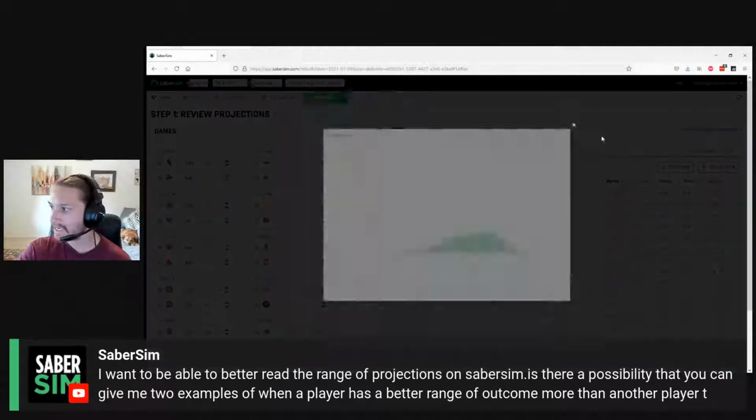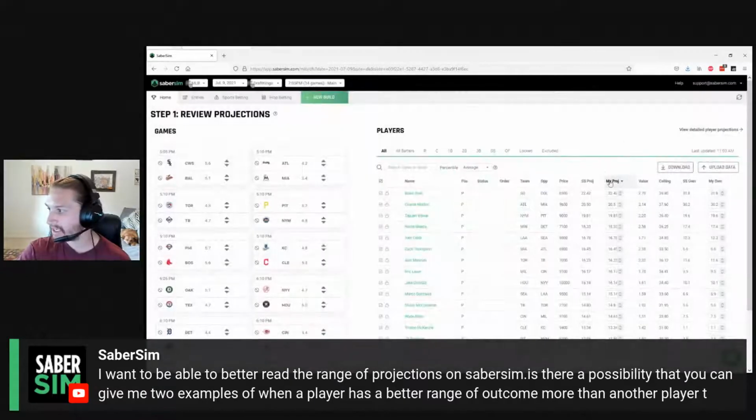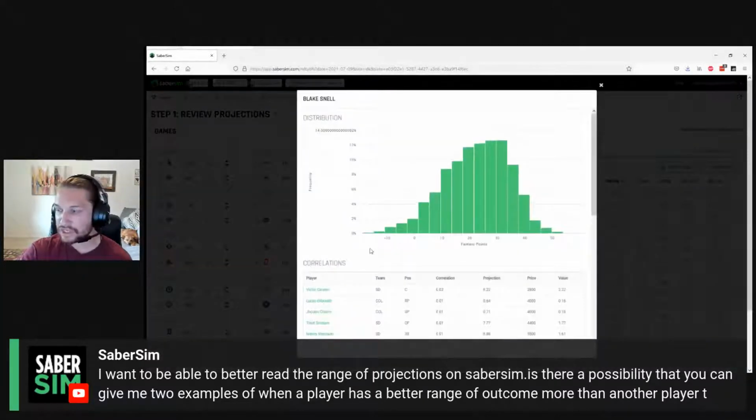So if we look at someone like Blake Snell, who is our highest projected pitcher on this slate tonight, he's got a mean projection of 22.42, right? Again, that is the mathematical average of all of his game simulations that we have. And you can see that pitchers in baseball are fairly normally distributed, right? This is resembling a bell curve. A normal distribution means that a player's likelihood of scoring 10% over their mean outcome is the same as their likelihood of scoring 10% under their mean outcome, right?